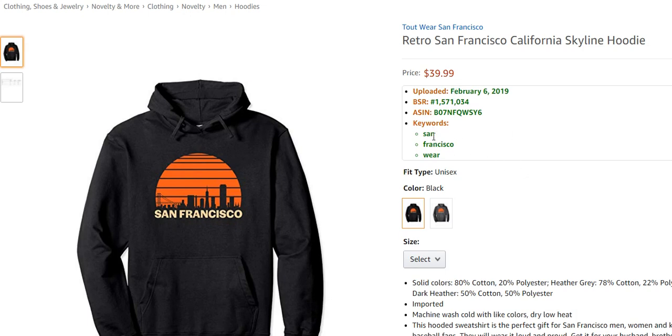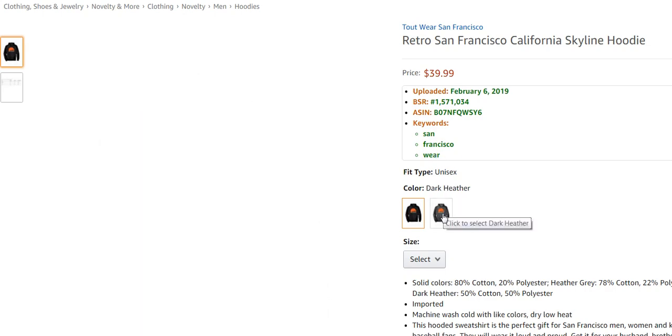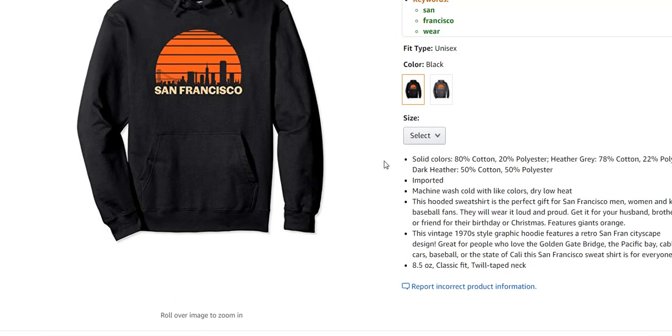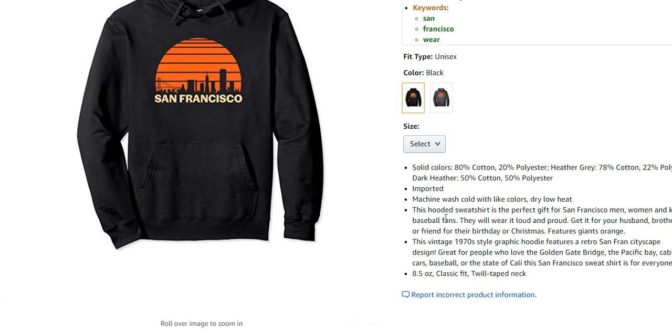Keywords that are getting picked up: San Francisco wear, perfect. They have 2 colors available, so they're not going with the full 5-color option here, and they have included the keywords, or basically the points down here, and they've used a lot of keywords. So just in case somebody's searching, it is saying that it's a hooded sweatshirt. It's perfect. Gift, again, gift for San Francisco men, women, kid, baseball fans. They really go into a lot of different keywords. You can even see here, get it for your husband, brother, or friend for their birthday or Christmas.